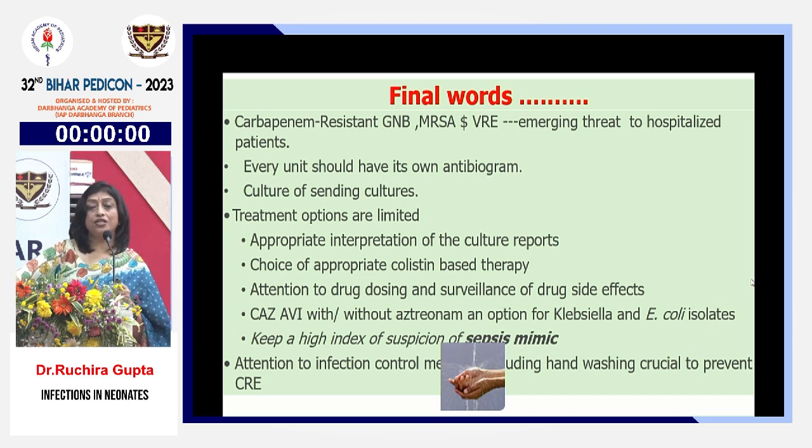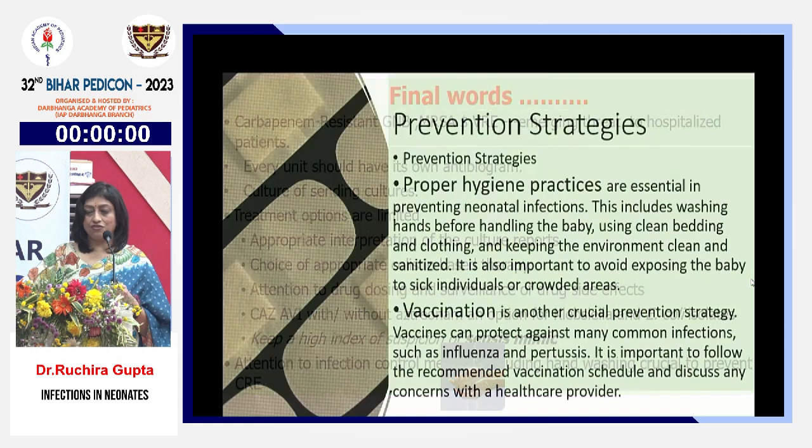Appropriate interpretation of culture reports is, again, a challenge. Choice of appropriate colistin-based therapy, attention to drug dosing and surveillance of drug side effects is mandatory, and keep a high index of suspicion for sepsis mimics. Attention to infection control methods is, again, the first and foremost thing which can help us in preventing the development of these superbugs.